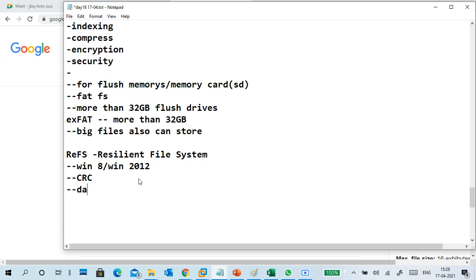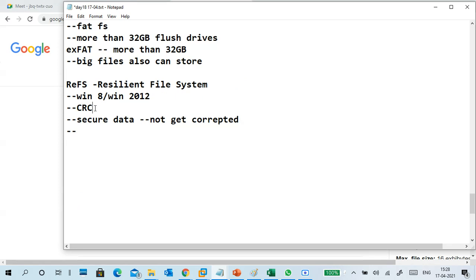It secures the data, not to get corrupted. Secure the data means the data won't be corrupted. Data will be safe without getting corrupted because it is using the CRC value. But it doesn't have the properties of NTFS. So these are the things about ReFS.